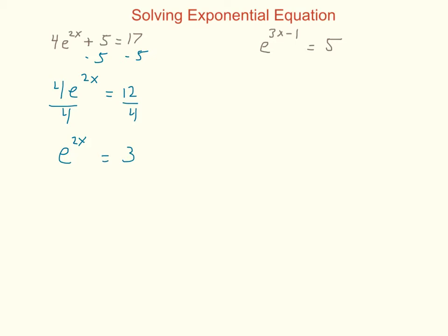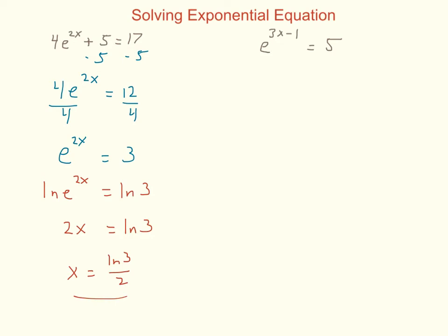Now, to solve for x, I've got to get that 2x out of the exponent. So I'm going to use the inverse properties we just saw and take the natural log of both sides. The natural log of e to the 2x equals the natural log of 3. By the inverse properties, the natural log of e to the 2x is just 2x, so 2x equals ln 3. Then to solve for x, I divide by 2, so x equals the natural log of 3 divided by 2. That is my solution.